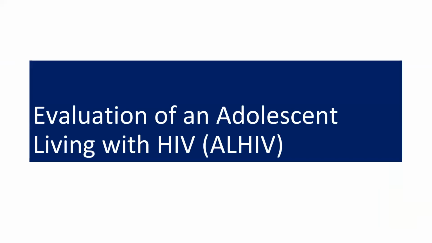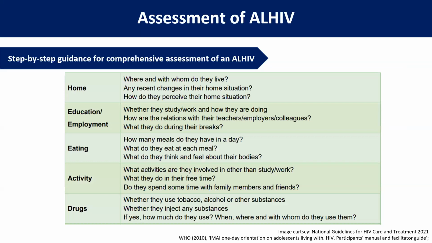Another important component is that we are now seeing children coming late to the ART center, when they are adolescents, for the first time, or children who are already on ART also coming to you. So we need to evaluate these adolescents with HIV. How do you evaluate? There is step-by-step guidance and a comprehensive assessment of HIV. You look at their home situation, where they live and with whom they live, any recent changes in their home situation, and what their perception is about it. Are they happy, not happy, is something going on, is any abuse going on in the home, is somebody else, not family members, living with them? So we need to carefully ask them.